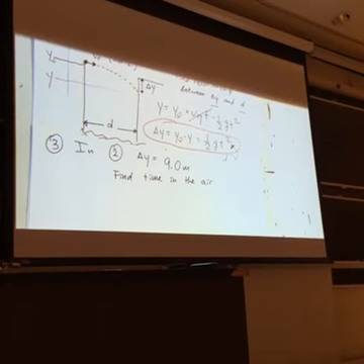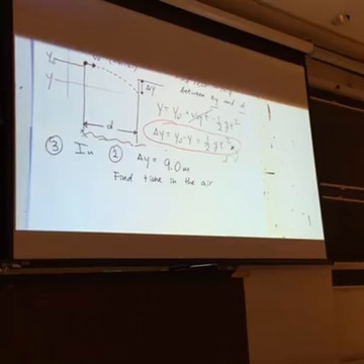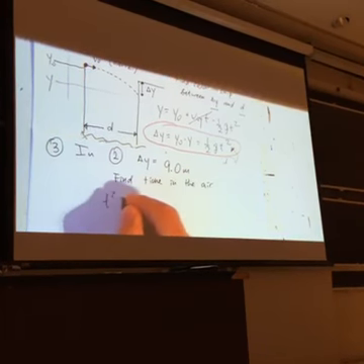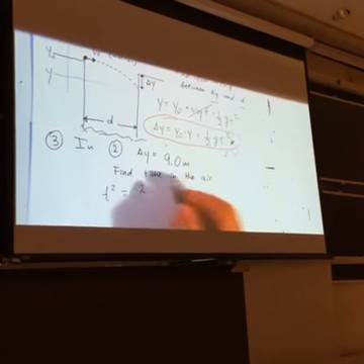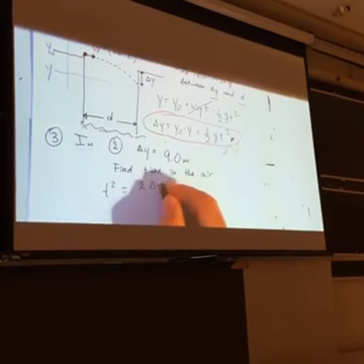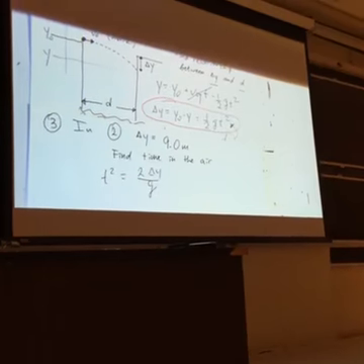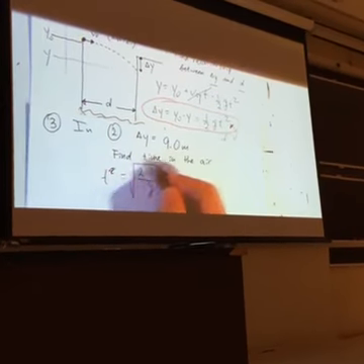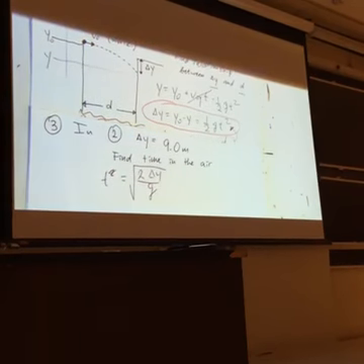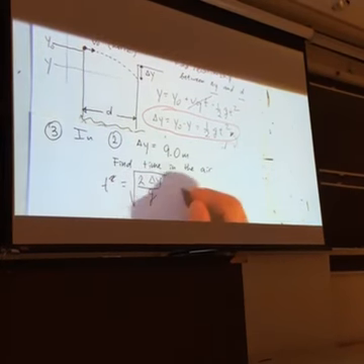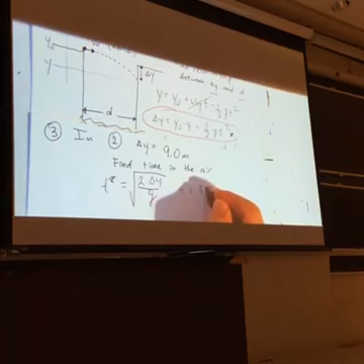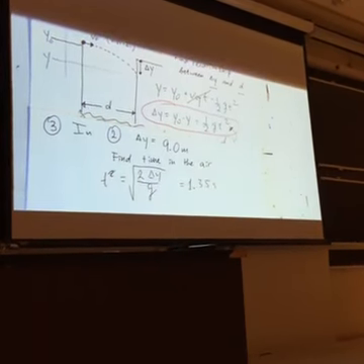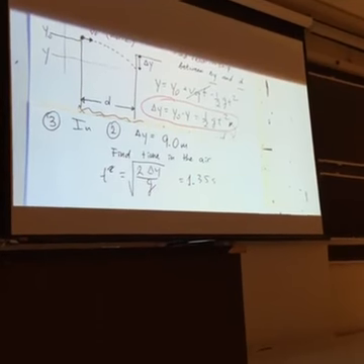If you multiply both sides by 2 and divide by g, you get t squared equals 2 times delta y divided by g, right? And t would be the square root of this, right? A little more than 1 second total time of travel of this object.